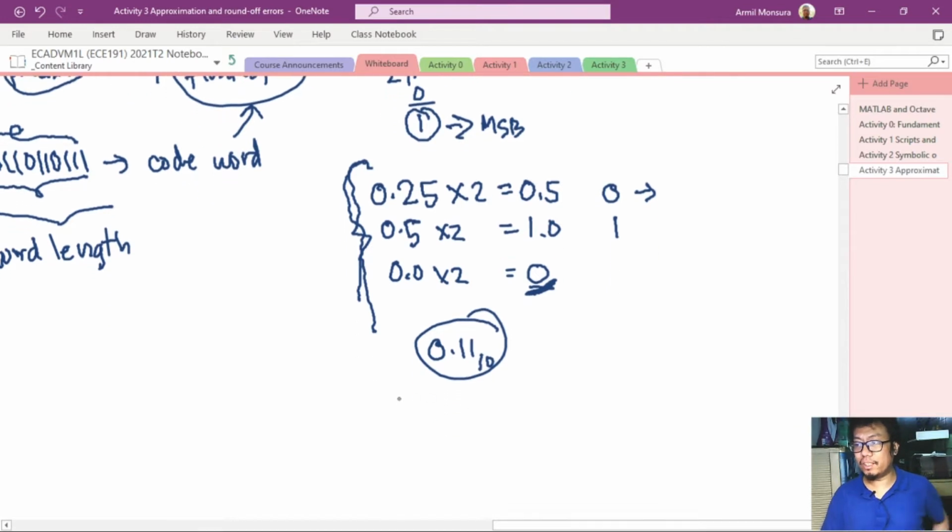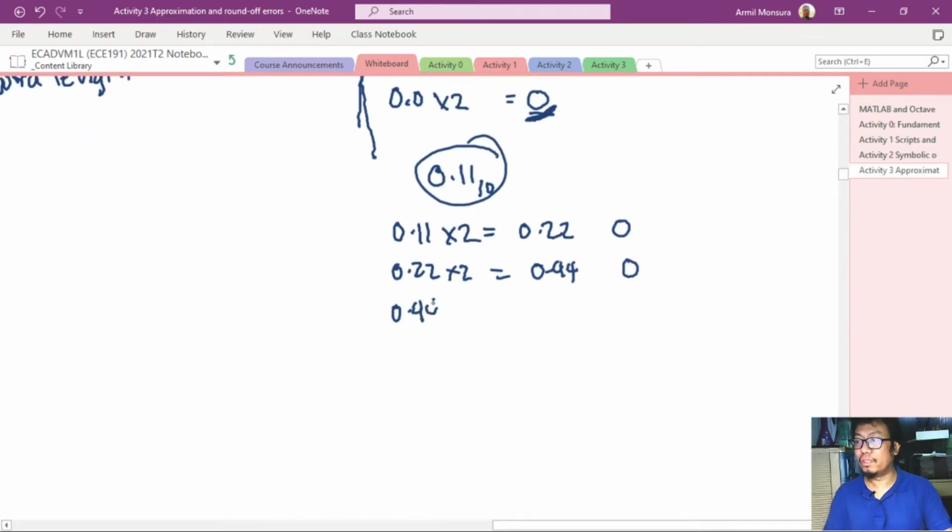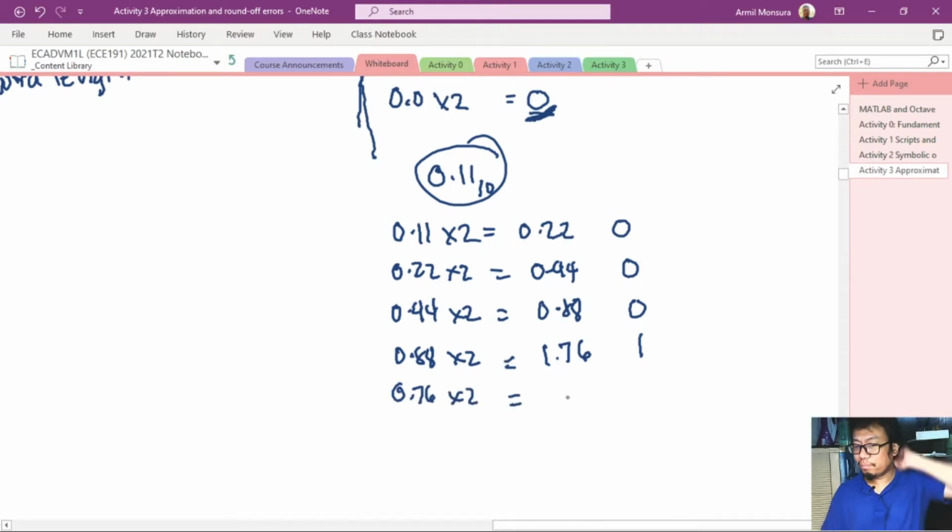You can start, say for example, 0.11 times 2. That's 0.22, so the whole part there is 0. Then 0.22 times 2 is 0.44, so that is 0 again. Then we have 0.44 times 2, that's 0.88, 0 again. And 0.88 times 2 is 1.76, so we have 1. Then we have 0.76 here times 2. If you continue with this process, you would not be stopping anytime. So here's the thing.